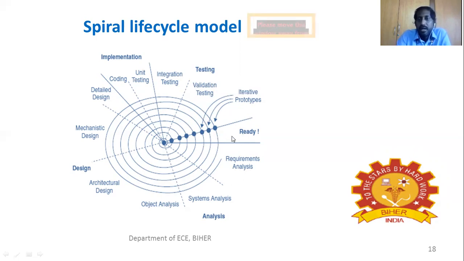So from getting the requirements from the customer to providing a product, this is the process we are following. We are developing many iterative prototypes. So this is known as a spiral life cycle model. This is suitable for innovative applications.